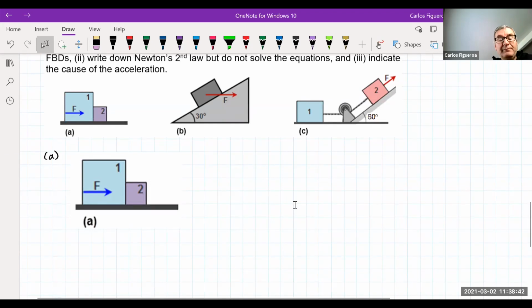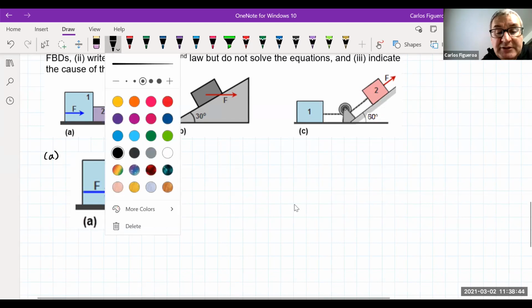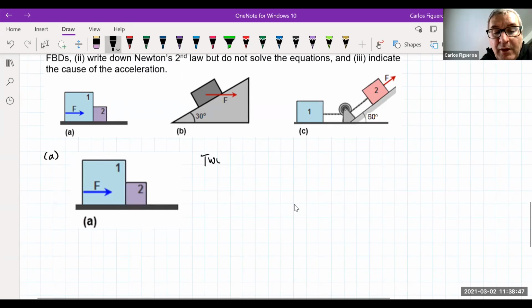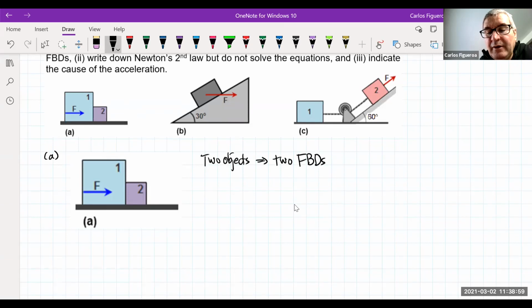So let's go look at this thing. The fact is that there are 2 objects. If there are 2 objects, that implies that there are 2 free body diagrams, and therefore there should be two sets of N2L equations, 1 for each object. So let's go look at this now.